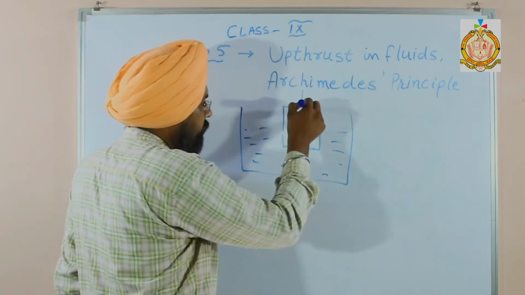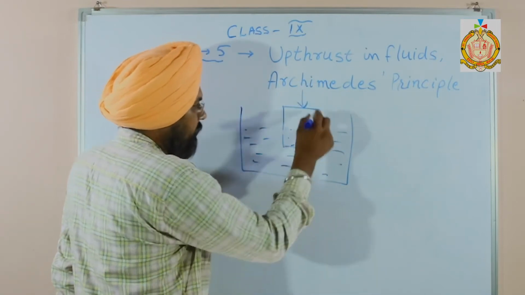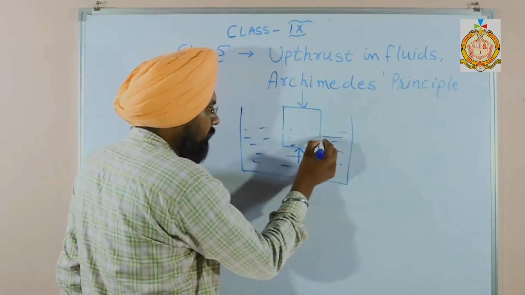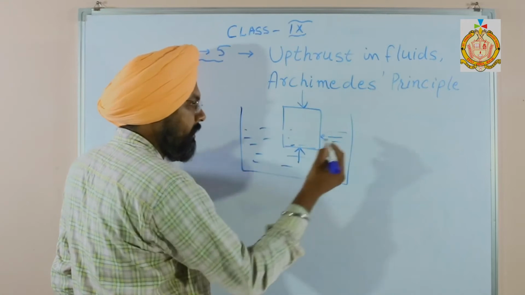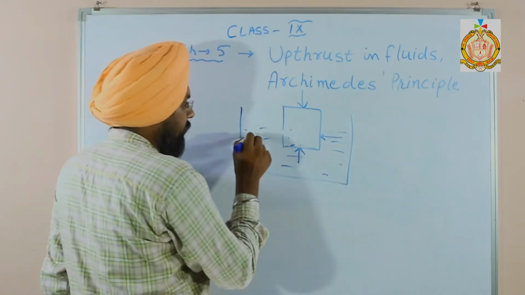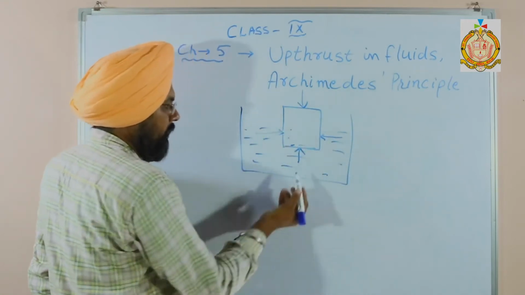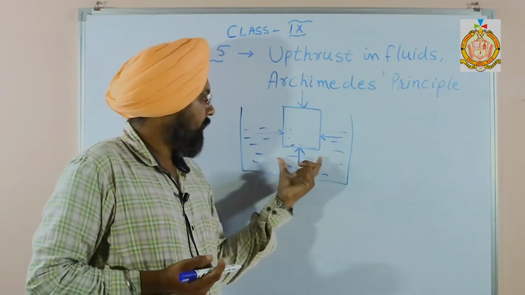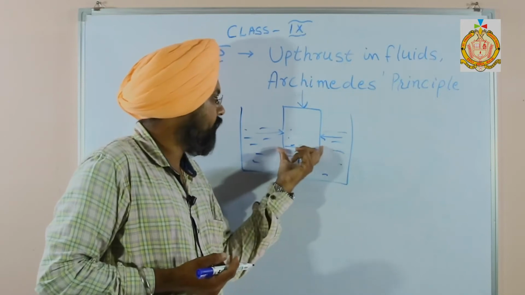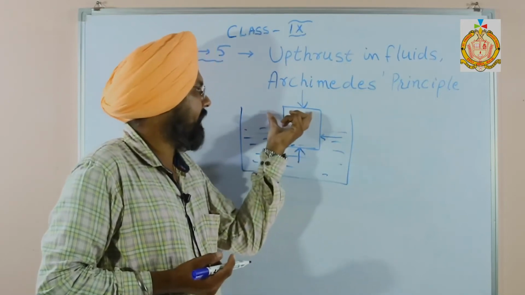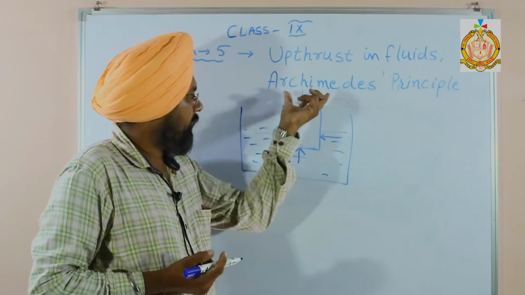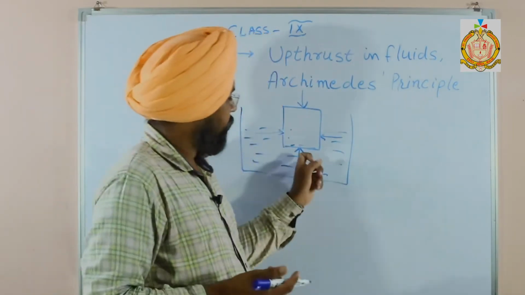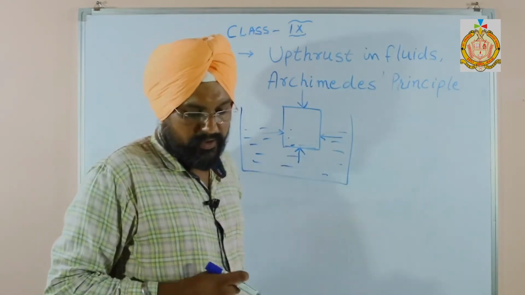One force we are applying downward, and the liquid will apply a force from right to left and left to right, and one from the downward side. So which is more, the weight or the upthrust? If the upthrust is more, then this object, this can, will float. If the downward force is more, then it will go inside. So it always applies at the center of buoyancy.